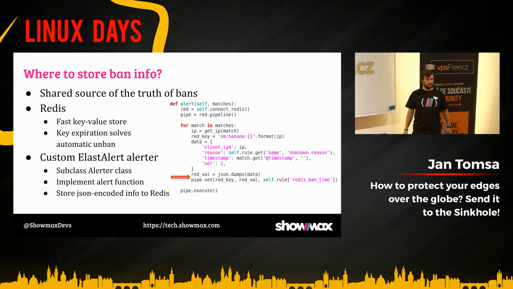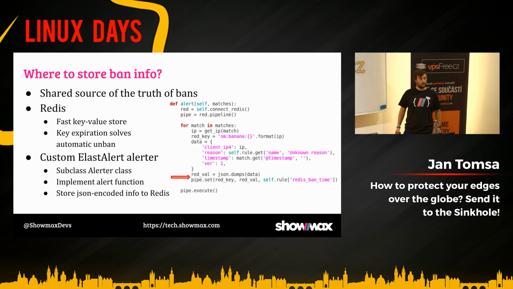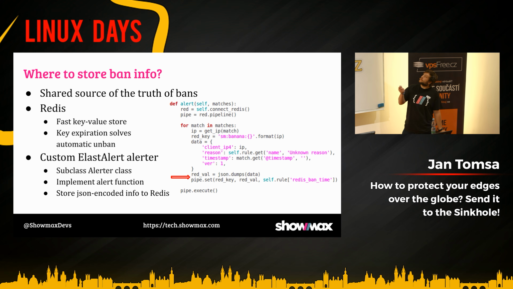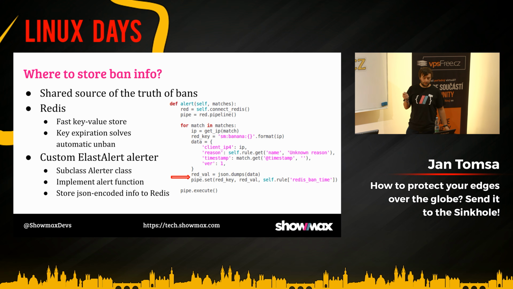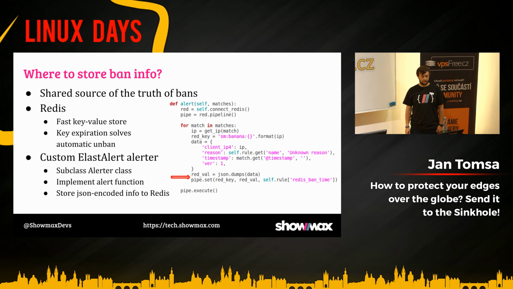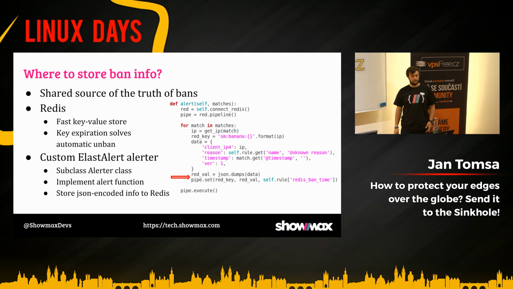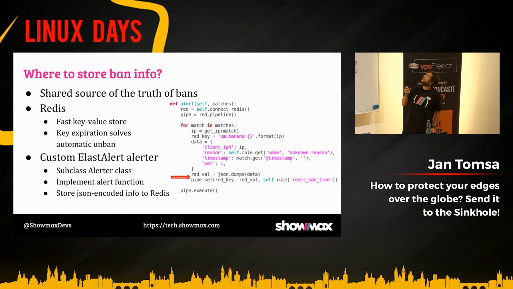In order to get the information about found offenders from Elasticsearch to Redis, we designed our custom ElastAlert alerter, and it's actually pretty easy to do. It's written in Python, so you just have to subclass the alerter class and implement the alert function. This function receives a list of results from Elasticsearch that match the query, and you just extract the information you are interested in. In our case, we extracted the IP, wrapped it together with some additional info into JSON and pushed it to Redis.